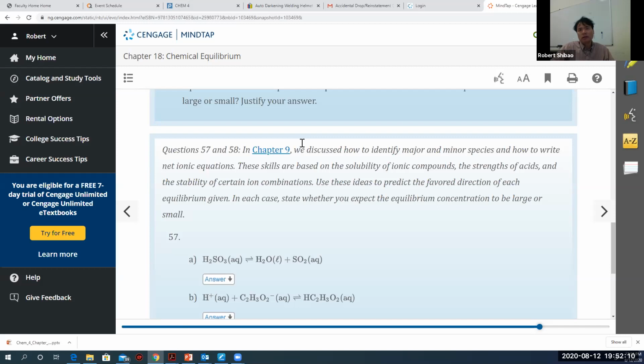We discussed how to identify major and minor species and how to write net ionic equations. These skills are based on the solubility of ionic compounds, the strength of acids, and the stability of certain ion combinations. Use these ideas to predict the favored direction. Now, how am I supposed to use this idea? How's this connected to chapter 9? This would be an example of a higher level, because they aren't telling you exactly how to use this, and so you have to make the connection yourself.